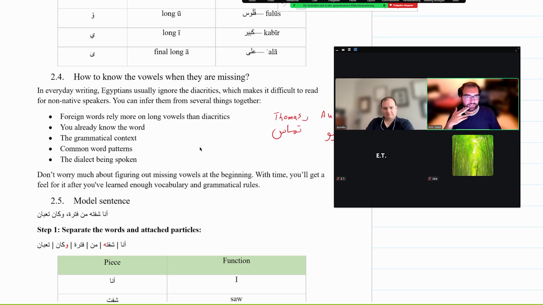A third way is the grammar. Grammar actually tells us a lot about how the word should be pronounced.